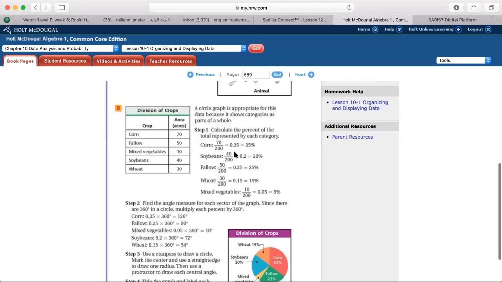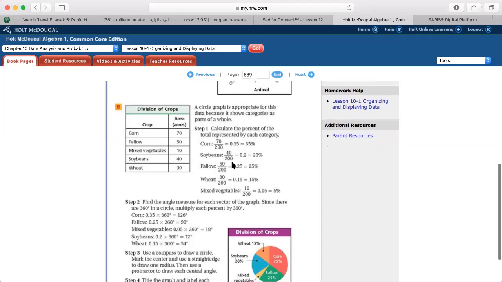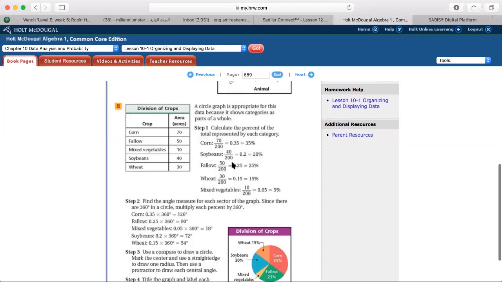How am I going to draw the circle, how am I going to do everything in the circle graph? Just follow the steps here. Step 1, calculate the percent of the total represented by each category. Part and total. So first of all, I have to calculate the total. What is the total here?